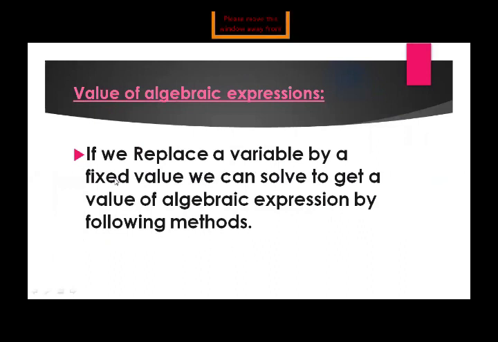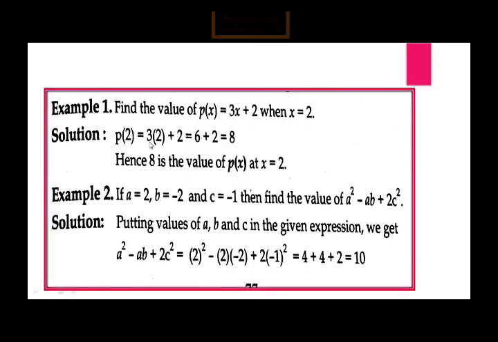It means we read the polynomial and find where variables are given, and we replace that variable by the fixed value. That value will be given beside the polynomial, and in this way we find the value of the given algebraic expression. What method will we follow? For that we will take other examples or questions. That is example number 1.